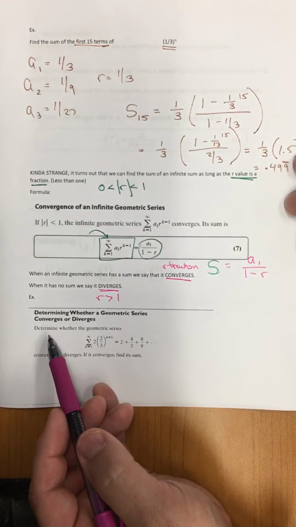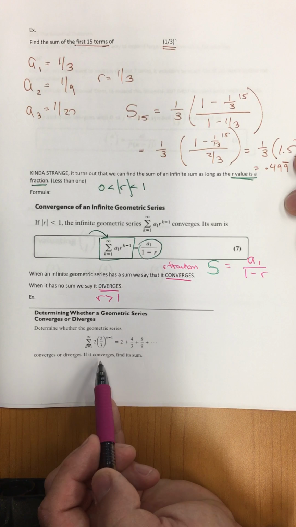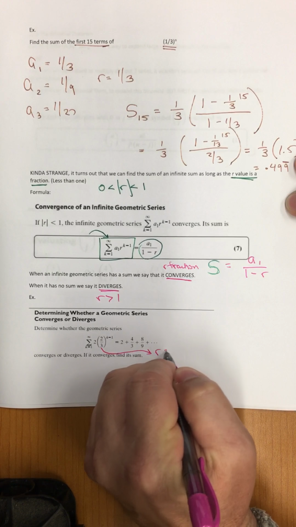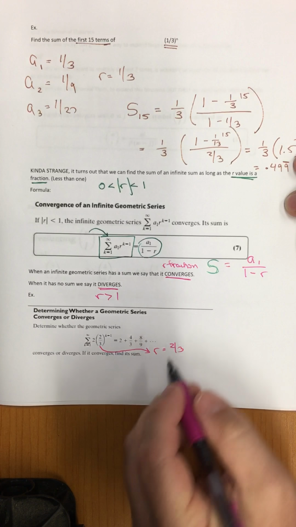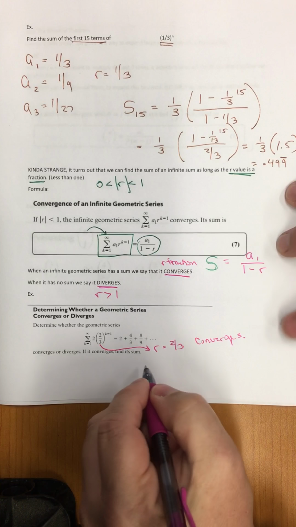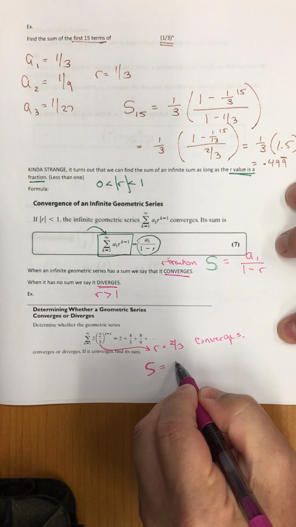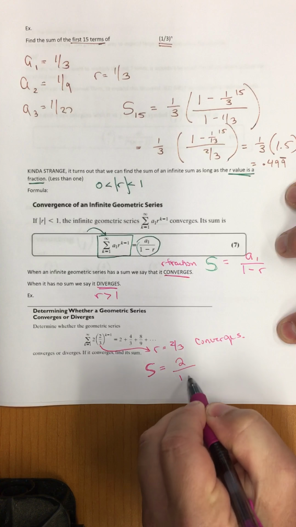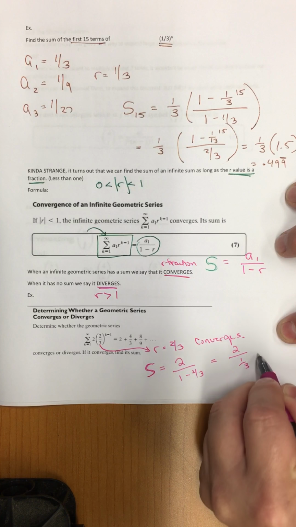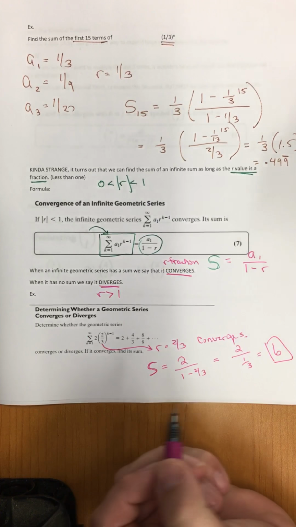All right, so here's an example. Determine whether the geometric series converges or diverges. If it converges, find its sum. Well, here's my common ratio. So right off the bat, we know that it converges. So let's figure out the sum. The sum is the first term, which is 2, divided by 1 minus 2/3, which is 2 over 1/3, which becomes the number 6.